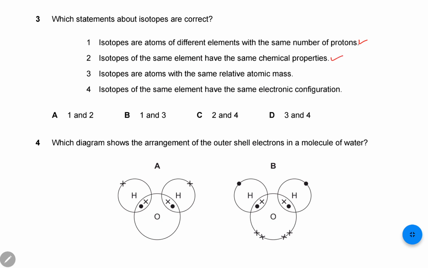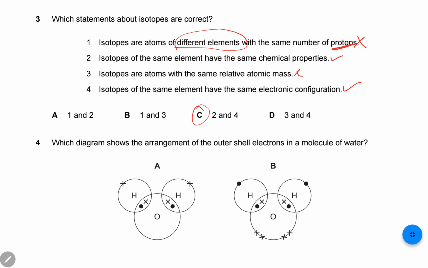Number 3, isotopes are atoms with the same relative atomic mass? No. Number 4, isotopes of the same element have the same electronic configuration. Yes. Do you know why? Because the proton number is the same. So we have 1, 2, and 4. Let's revise number 1. Isotopes are atoms of different... Oh, no. Not different elements, sorry. They are of the same element. So this one is also out. So we only have 2 and 4, meaning C is the correct one.